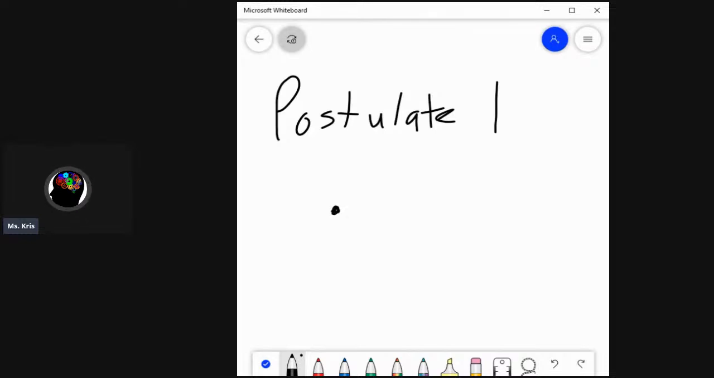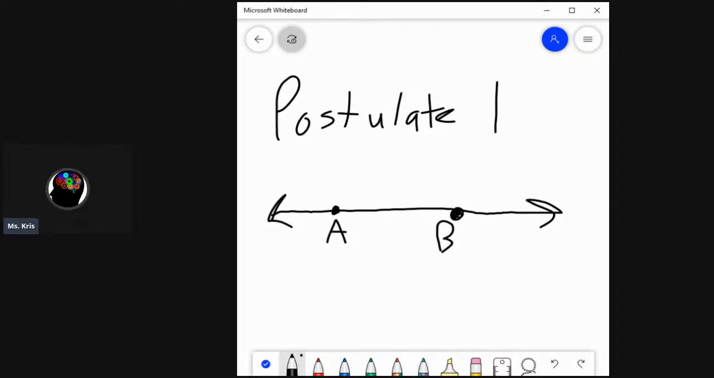So you remember when I was talking about point A to point B? Well, if you draw a line through it, it's exactly one line that can go through these two distinctive points. So postulate 1 says through two distinctive points, there's exactly one line.